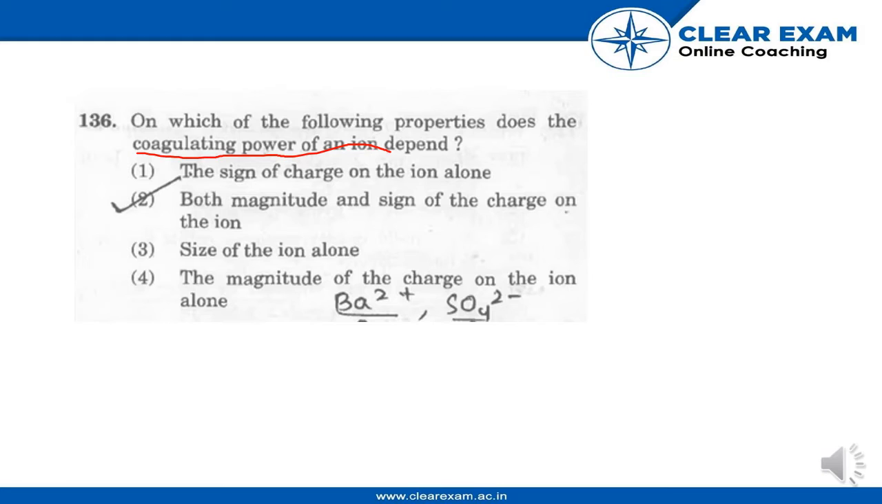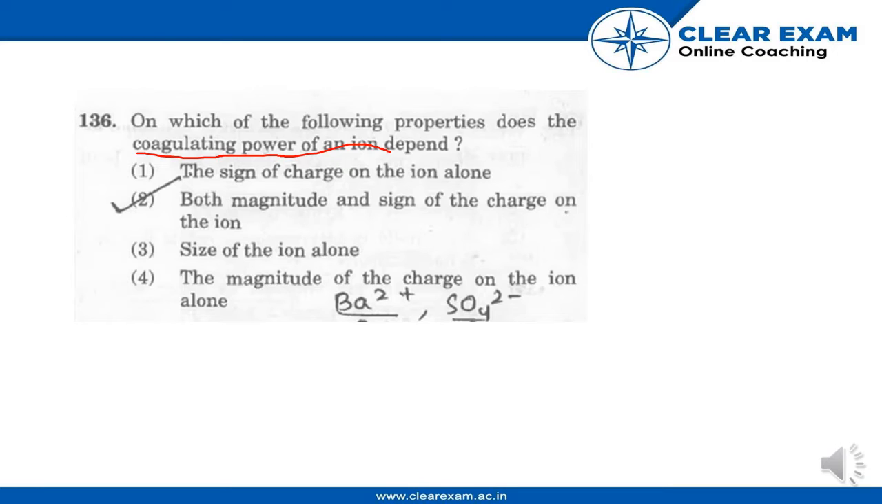So basically, here are the options. Option number first, the sign of charge on the ion alone. Second, both magnitude and sign of the charge on the ion. Option number third, sign of the ion alone. Option number fourth, the magnitude of the charge on the ion alone.